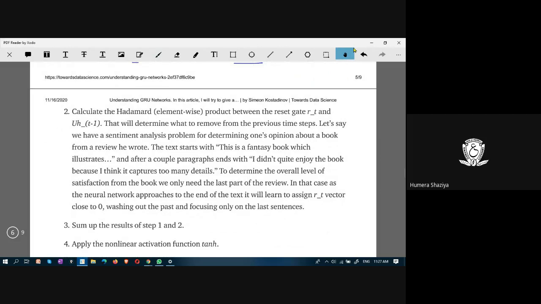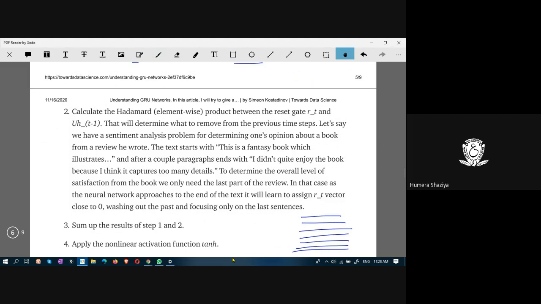An example is given here. Let's say we have a sentiment analysis problem for determining one's opinion about a book from a review. He wrote, "This is a fantasy book which illustrates," and after a couple of paragraphs ends with, "I did not quite enjoy the book because I think it captures too many details." This is a review. And to determine the overall level of satisfaction from the book, what we need to remember, what is important in this, the review may span across 10 lines.